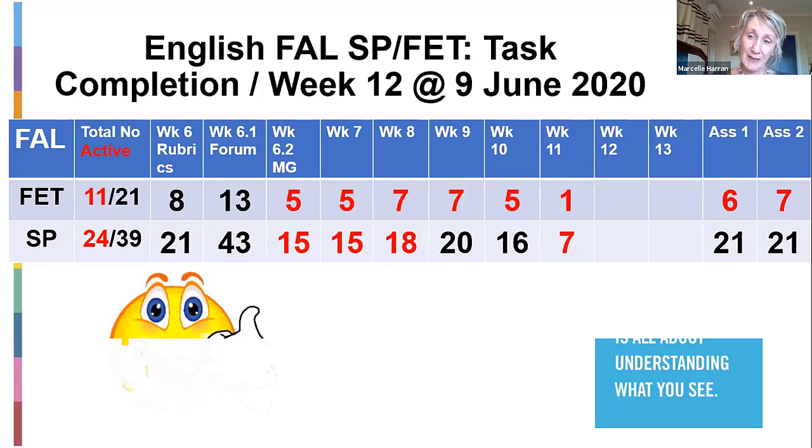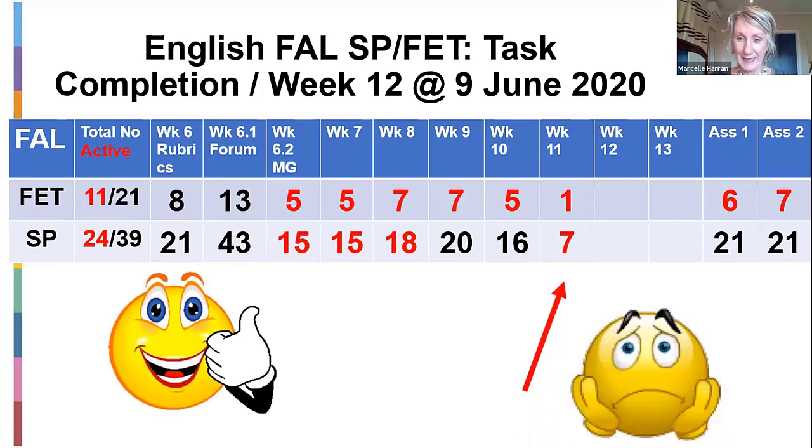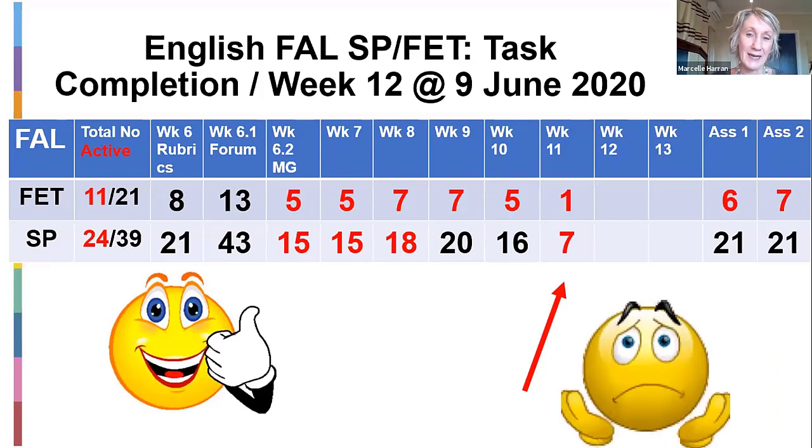It seems like we have to get numbers to about 21, which would be the number, which it says 24 active, but I think it's more like 21 of you. And although it says 11 active for the FET, I think it's more like 7 or 8 maybe. Anyway, we'll see how that goes. Obviously, those are the things I watch, and I get a bit depressed about them. Okay, so get those submissions in for your online tracking.